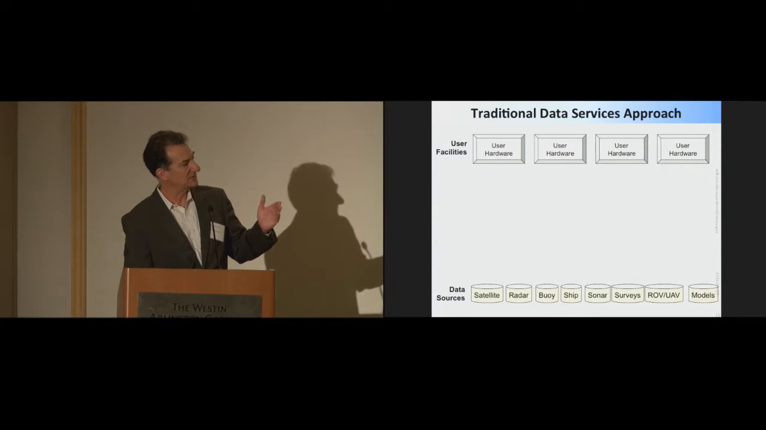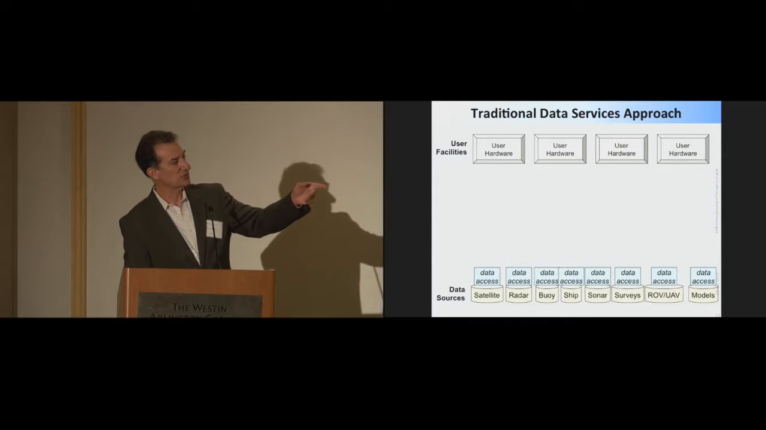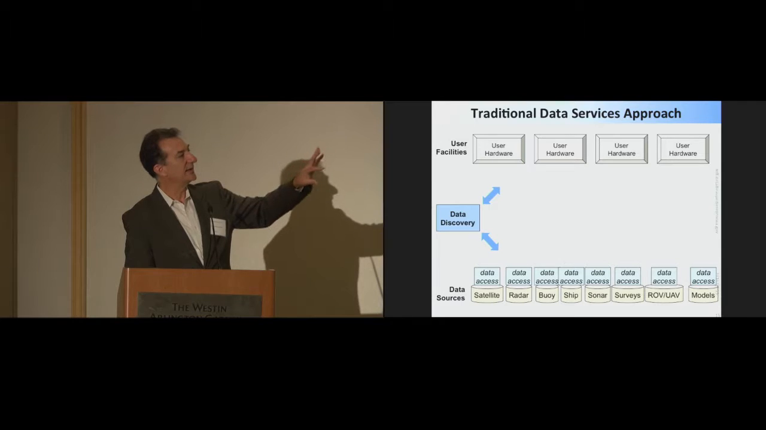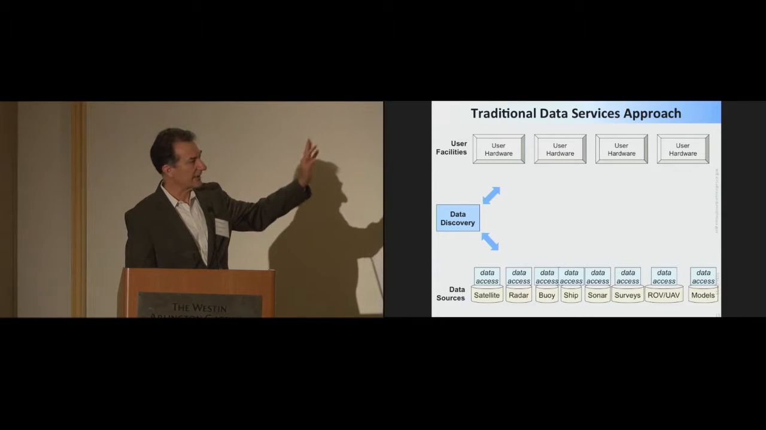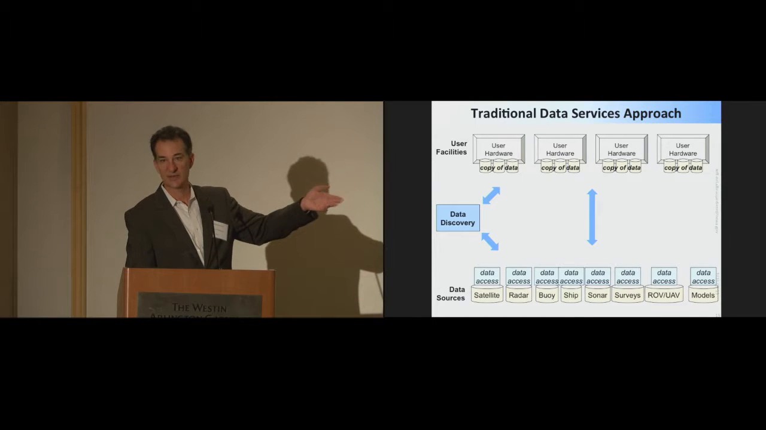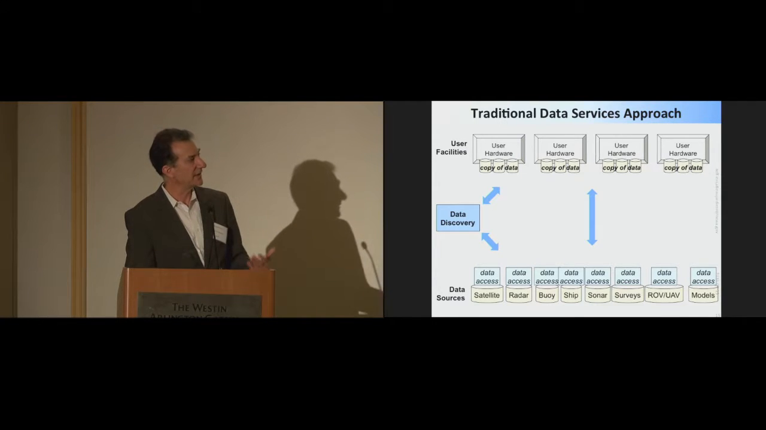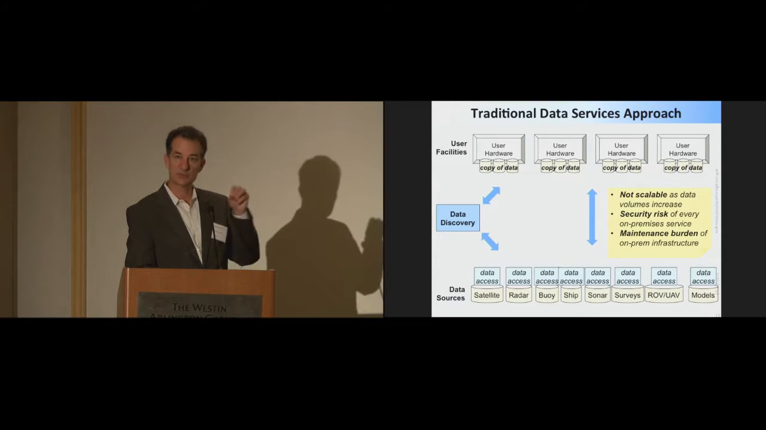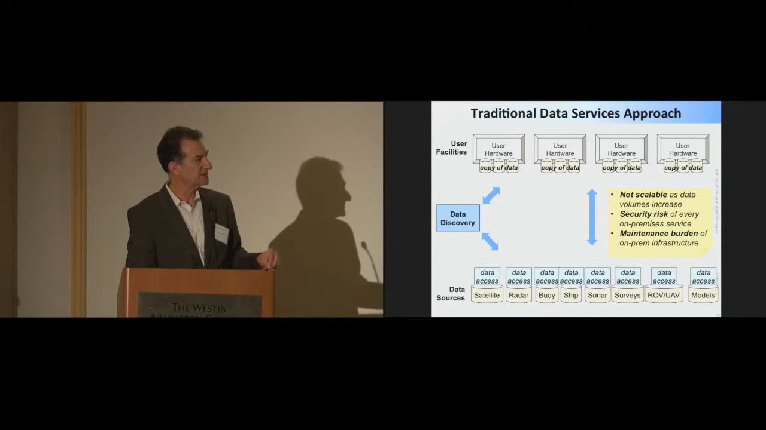But what really happens is every one of those sources has to have their own data access service. And we've got a data discovery portal, a catalog floating around out there, and then all the users are making copies of the data at their own premises, and this is getting harder and harder to do because the data are getting bigger. It's a security risk because we are running these services all over the place. It's a maintenance burden because we have to run the services and so forth.